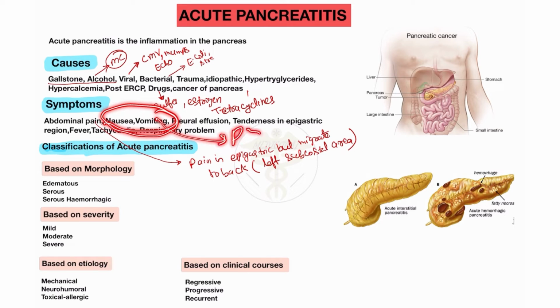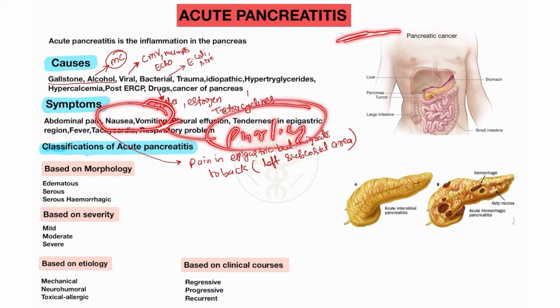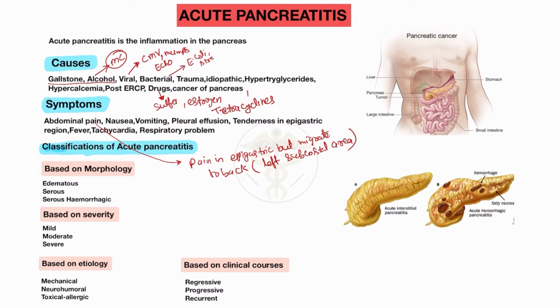to the paralytic ileus. Due to the paralytic ileus, nausea and vomiting are caused. So in acute pancreatitis, nausea and vomiting are mostly caused by the paralytic ileus. It's not necessary, but please remember that paralytic ileus also causes the symptoms of nausea and vomiting in the acute pancreatitis patient. So these are all the symptoms of acute pancreatitis.